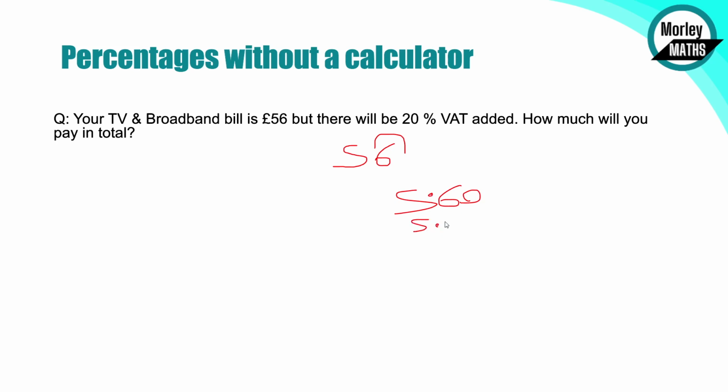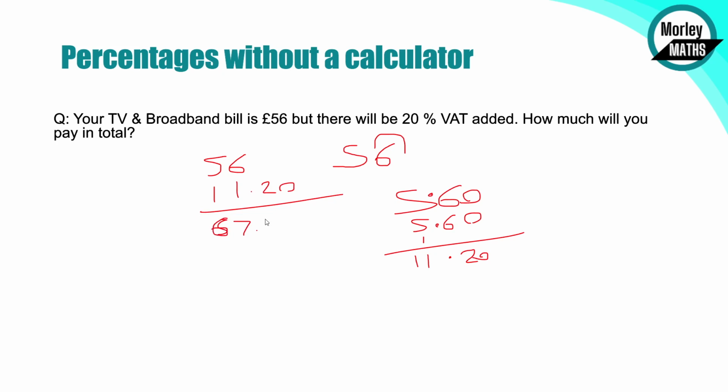And we could just add 2 lots of £5.60 together, and that will give us £1.20. So we'll put that over there. 5, 10, 11. So we need to add on £11.20. So the 56 plus £11.20 will give us £67 and 20p. So 67.20 if we add those on, and that's the answer to that question.